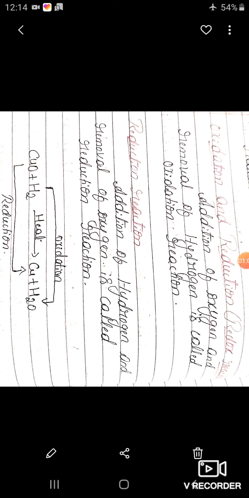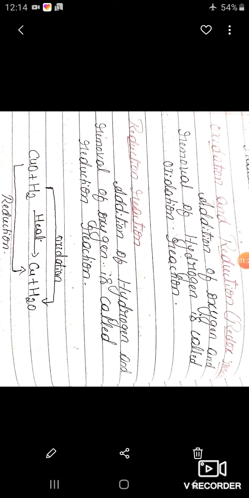Reduction reaction is opposite to the oxidation reaction. Reduction reaction means addition of hydrogen and removal of oxygen is called reduction reaction.